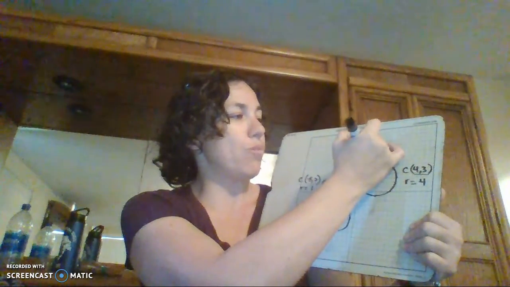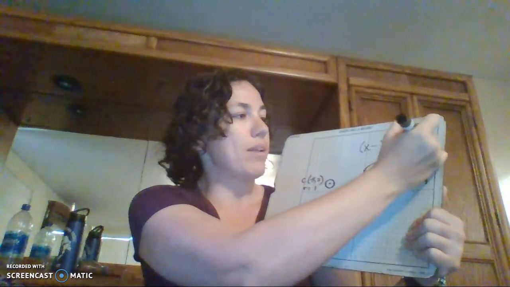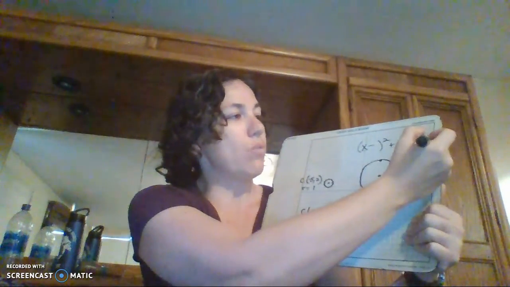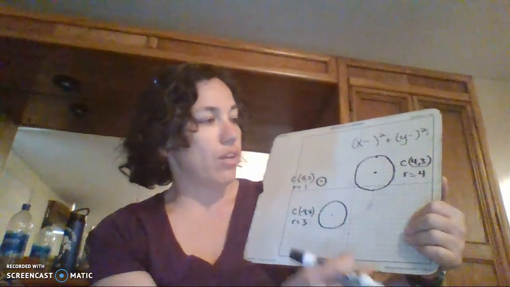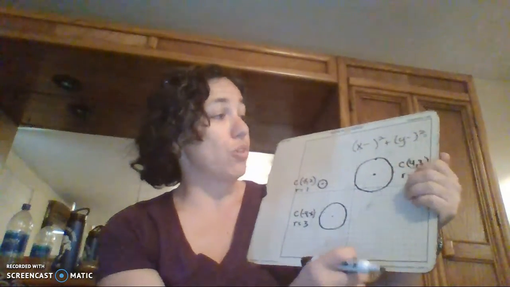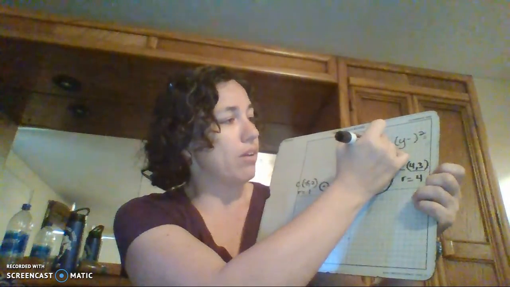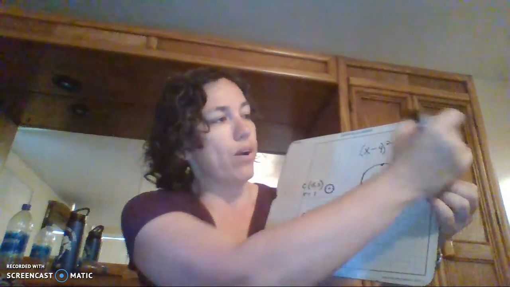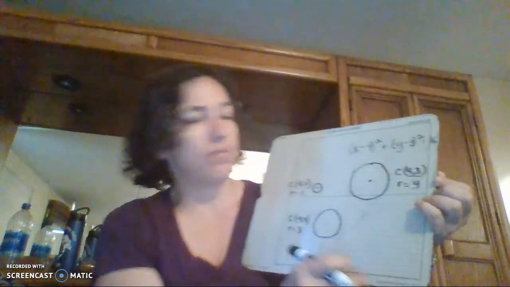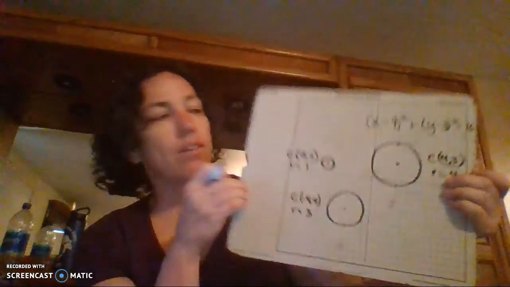So you're basically putting it into (x minus something) squared plus (y minus something) squared equals your radius squared. That's the basic formula for a circle. What you do is you take your center and you plug it in, the 4 and the 3, and you take your radius and you square it. So that would be 16. Not so complicated. The one thing that you have to be careful of is when there's negatives involved.